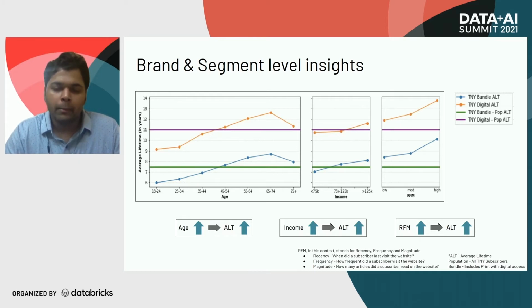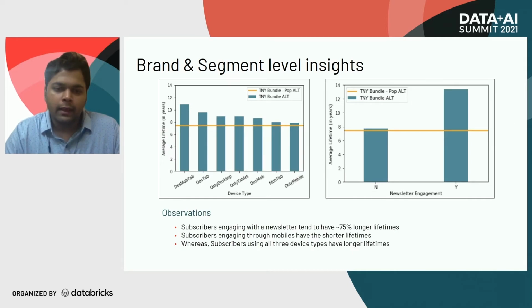RFM is basically a blended field which accounts for recency, frequency, and magnitude of the online engagement. And then we have also found that the subscribers engaging through newsletters have significantly longer lifetimes, and the subscribers engaging through mobiles have shorter lifetimes.